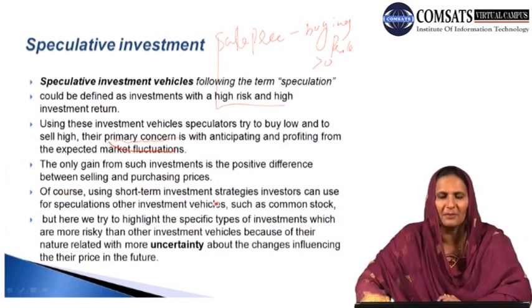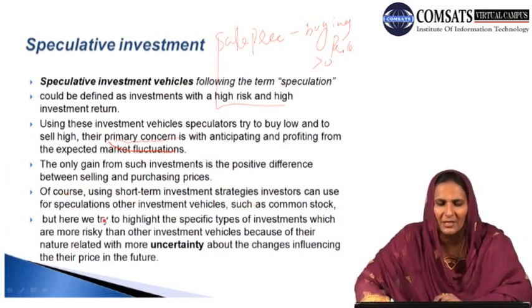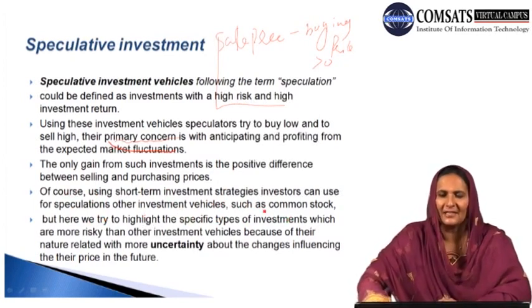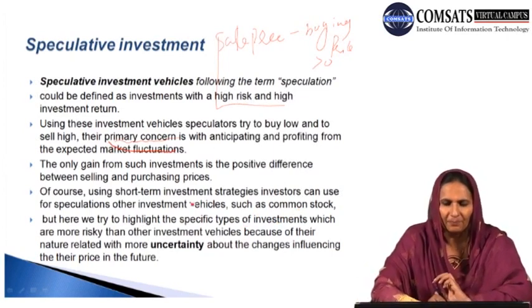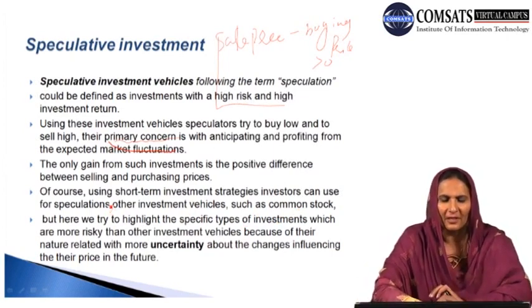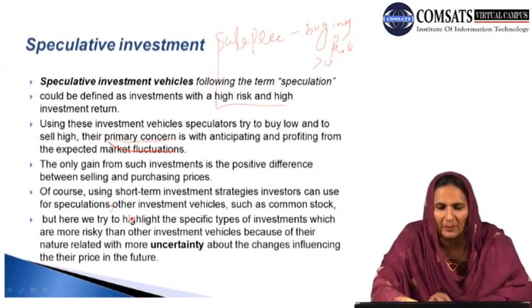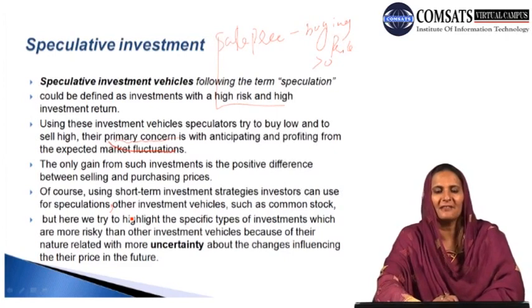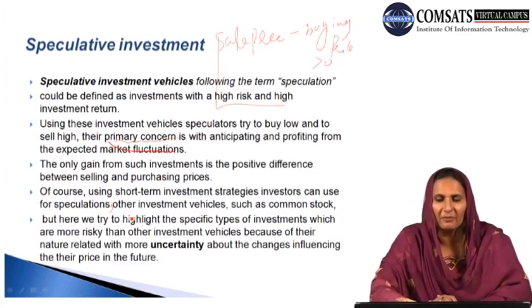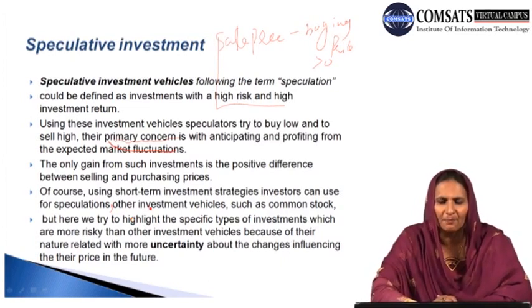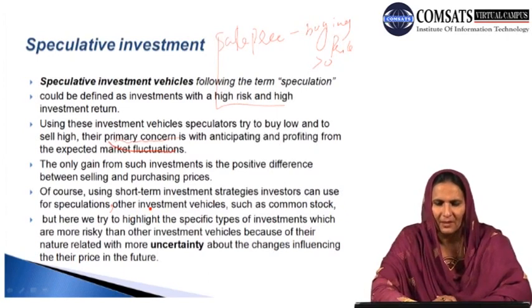ऑफ कोर्स यूजिंग शॉर्ट टर्म इन्वेस्टमेंट स्ट्रेटजीज इन्वेस्टर्स कैन यूज फॉर स्पेकुलेशंस अदर इन्वेस्टमेंट व्हीकल्स सच एज कॉमन स्टॉक. तो वी कैन से कि हमारा जो इन्वेस्टर है वो स्पेकुलेशन करता है और ऐसे इन्वेस्टमेंट व्हीकल्स को परचेज करता है एज फार एज द शॉर्ट टर्म इन्वेस्टमेंट स्ट्रेटजीज आर कंसर्न. और दूसरे जो इन्वेस्टमेंट व्हीकल्स हैं उनमें कॉमन स्टॉक इज वन इम्पॉर्टेंट टाइप. बट हेयर वी ट्राई टू हाईलाइट द स्पेसिफिक टाइप ऑफ इन्वेस्टमेंट विच आर मोर रिस्की देन अदर इन्वेस्टमेंट व्हीकल्स because of their nature related with more uncertainty about the changes fluctuating their price in the future.